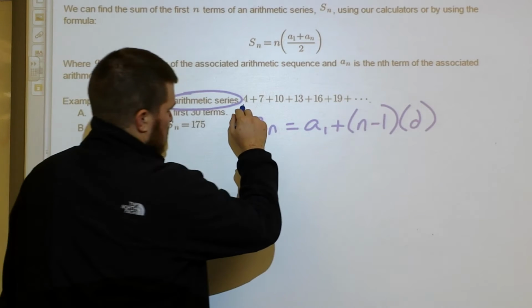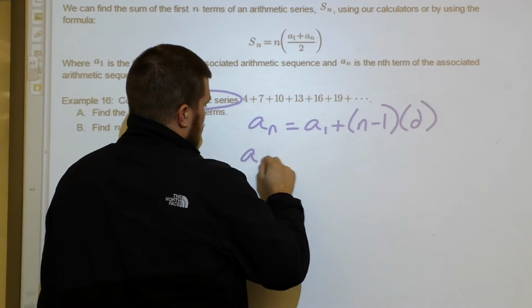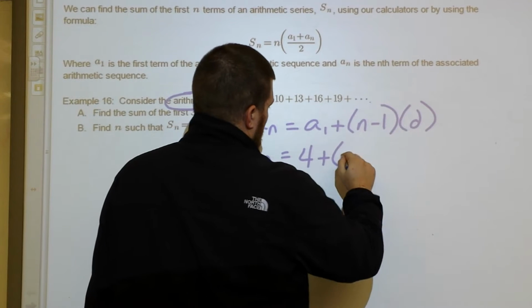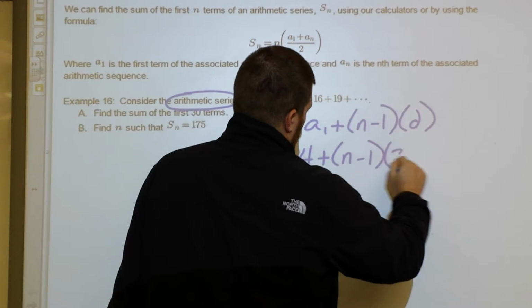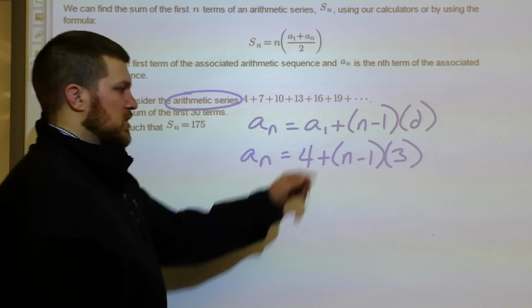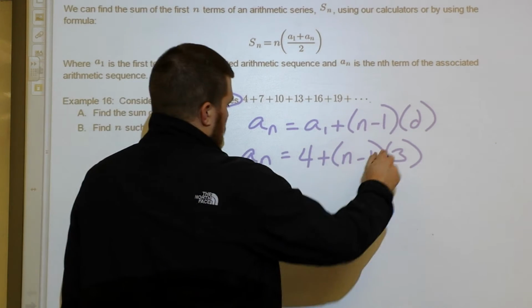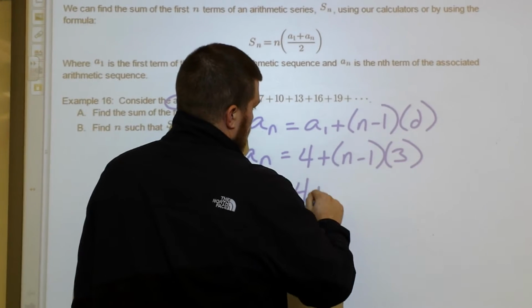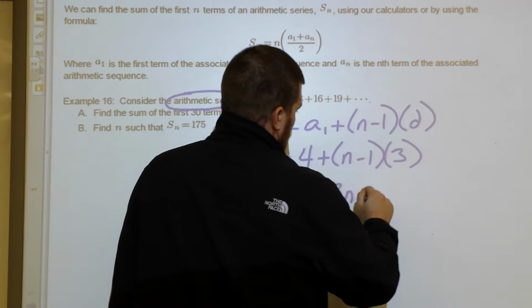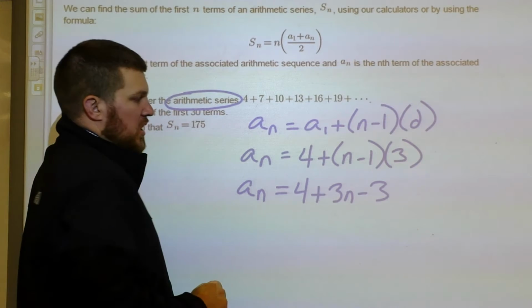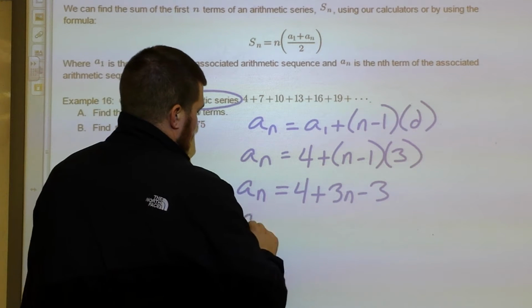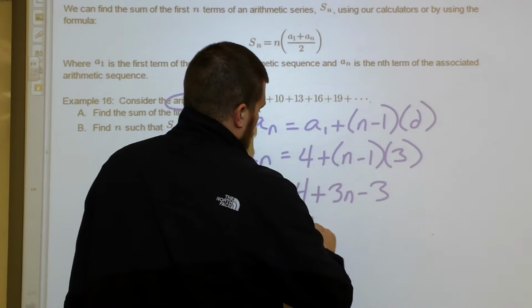Here our first position is 4. So I know that for any position that I want to stop at, I can say 4 plus n minus 1 times 3. Now I'm going to go ahead and just clean this up as much as I can. I have distributive property here. So a sub n is equal to 4 plus 3n minus 3. Keep cleaning it up. 4 minus 3 is 1. So a sub n is 1 plus 3n.